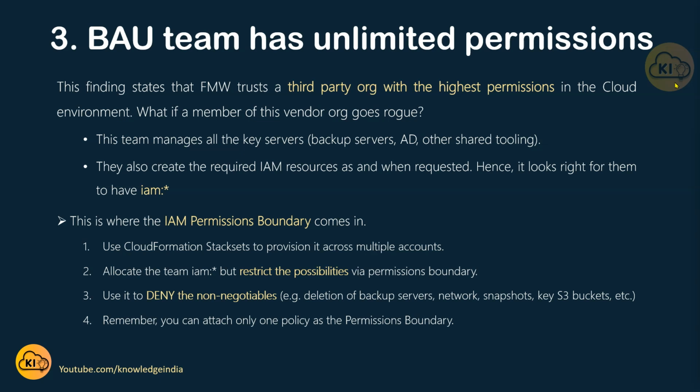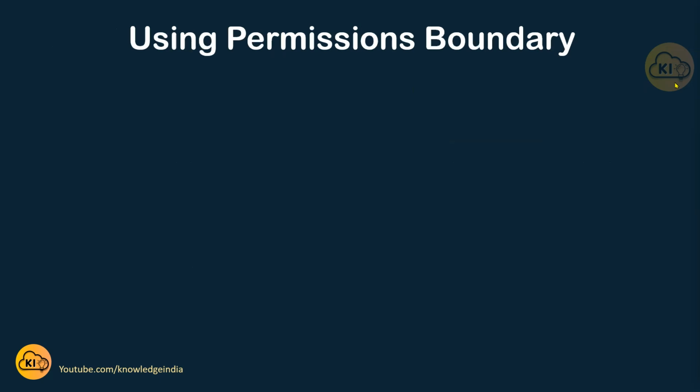Remember that you can attach only one permissions boundary with any user. So what does that mean? It means that whatever you want to achieve, you will have to write it in one IAM policy, because with any IAM user or IAM role, you can attach only one IAM policy as the permissions boundary. Let me try to explain how the permissions boundary works with a diagram, and then I'll show you a demo, so that you become clear with this.